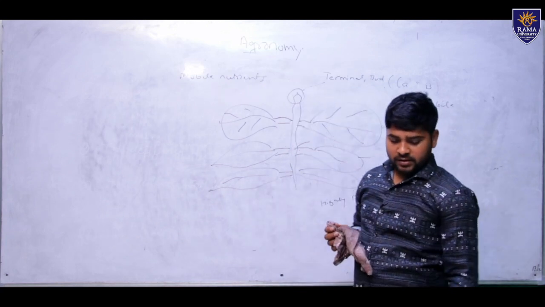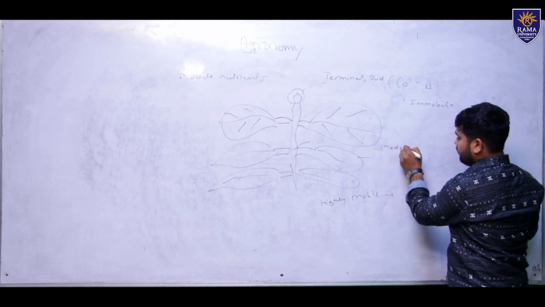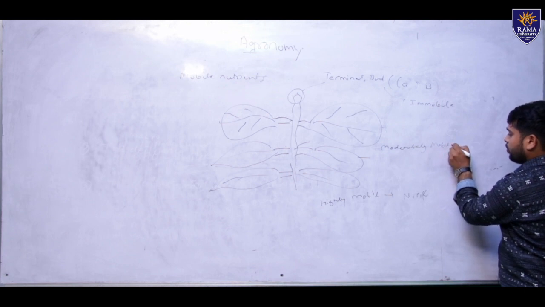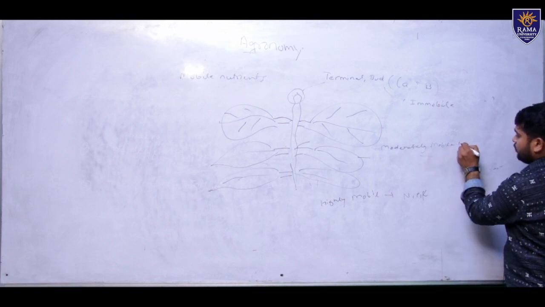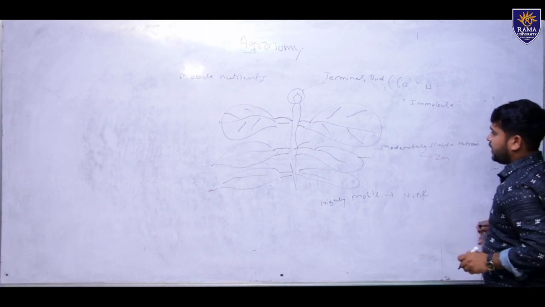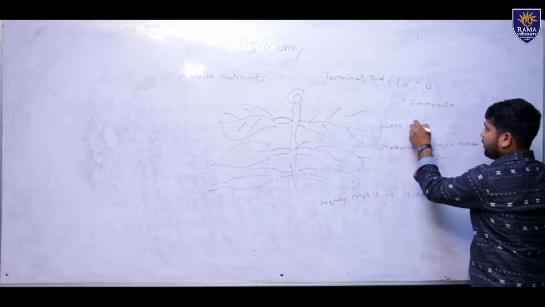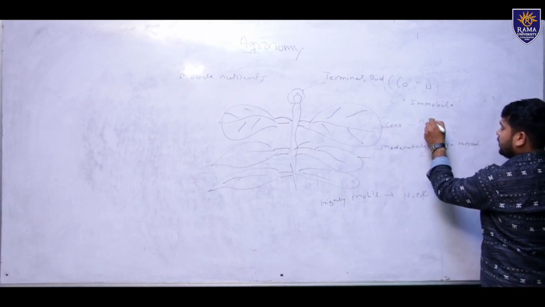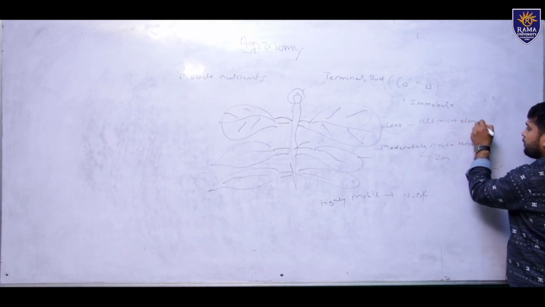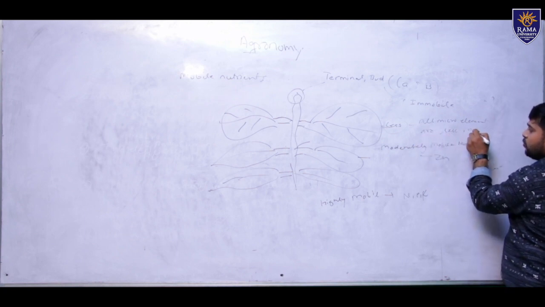Moderately mobile nutrient is zinc. And less mobile are all microelements.